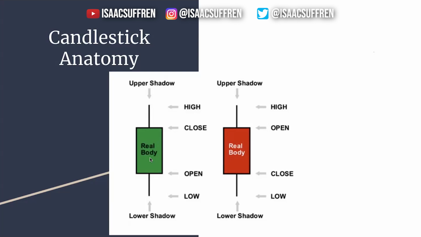So first we have a bullish candle on the left. In green, you can see it says real body. This is the body of the candle. Below it, you have the open. Above it, you have the close. And then you see the high, you see the low, and then you have the lower shadow and upper shadow. I promise it's not nearly as confusing as it may have seemed just now.